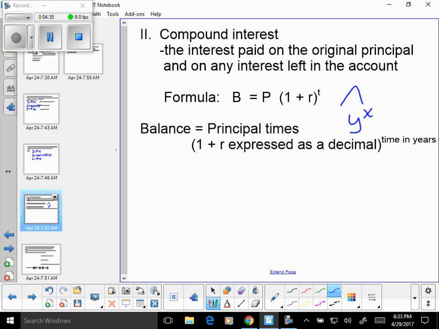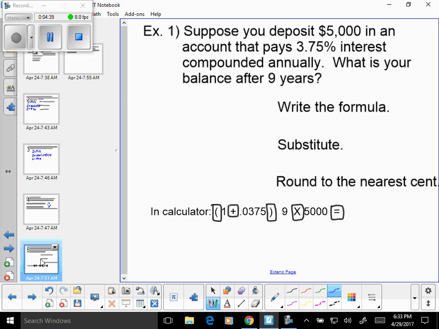Let's look at an example of how this is used. Suppose you deposit $5,000 in an account that pays 3.75% interest. Look for this word, compounded annually. That's your clue that you need to use that second formula. And you'll also notice that they're not going to tell you to find the interest. They're going to tell you to find the balance. I'm going to write the formula.